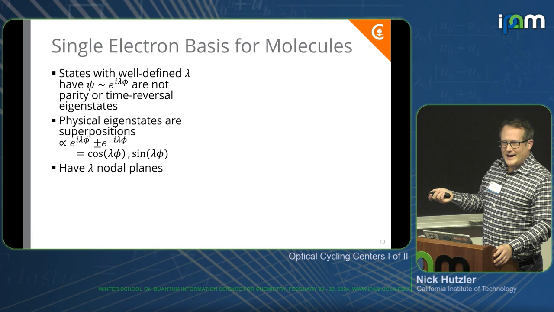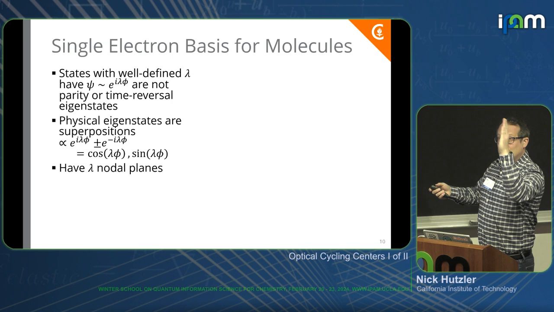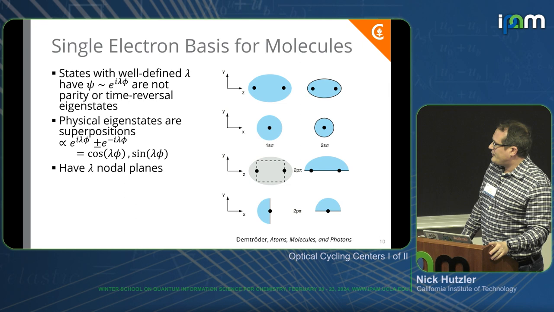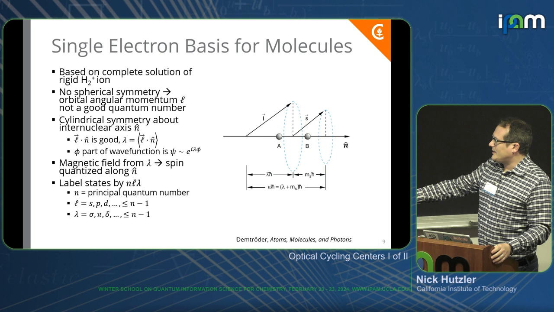And in particular, that means that they have nodal planes, because remember, phi is the azimuthal angle. So there are angles where the wave function goes to zero, and there are lambda of them. You can look up again in this book or many others to see what these orbitals look like. I sort of listed them earlier, here are their numbers, and here's what at least a few of them look like.